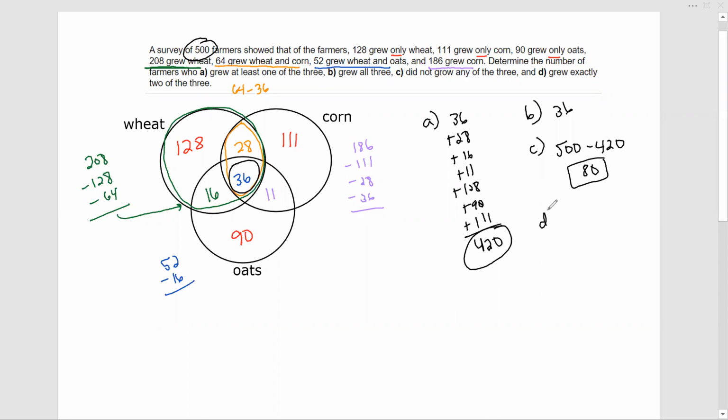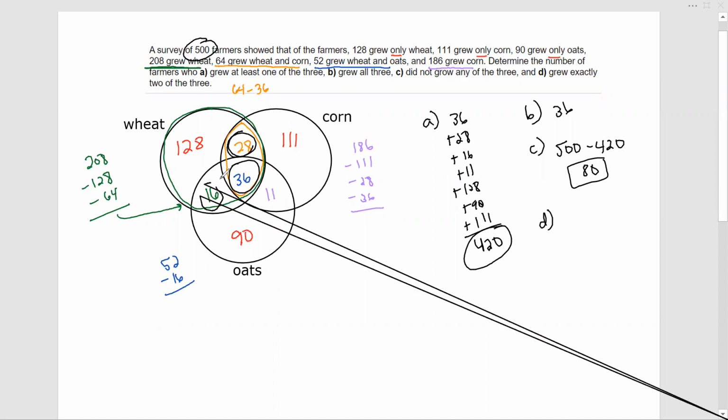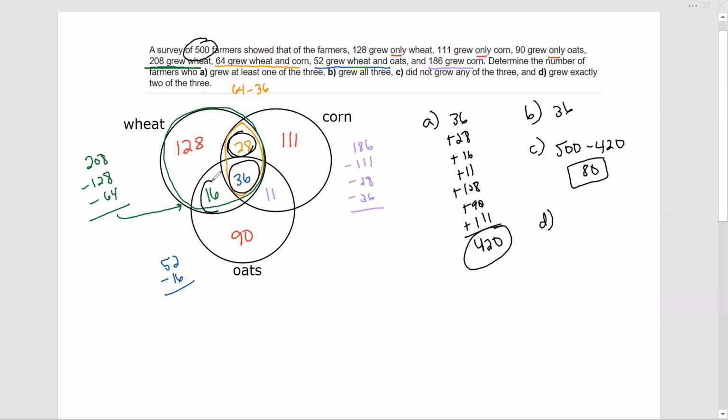And finally, for letter D, how many grew exactly two of the three crops? So when we're talking about exactly two of the three crops, that's going to be, I call these the little wings of the Venn diagram. This 28, this 16, and this 11. So like here, this is 11 farmers that grew oats and corn, two crops. This is 28 farmers that grew wheat and corn, two crops, and so on. So if I take the 28 plus 16 plus 11, that'll give me an answer of 55 farmers. So there are 55 farmers that grew exactly two of the three crops.